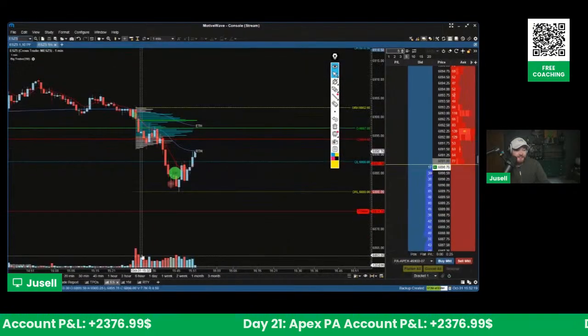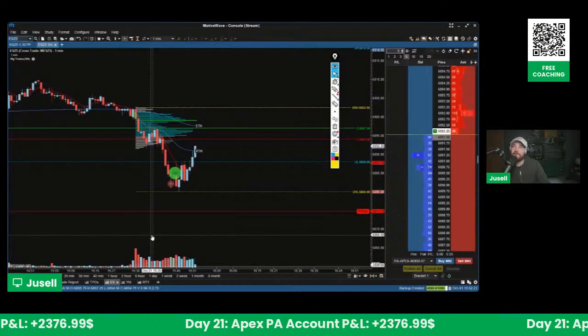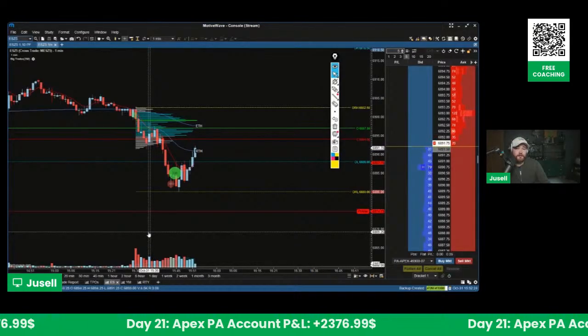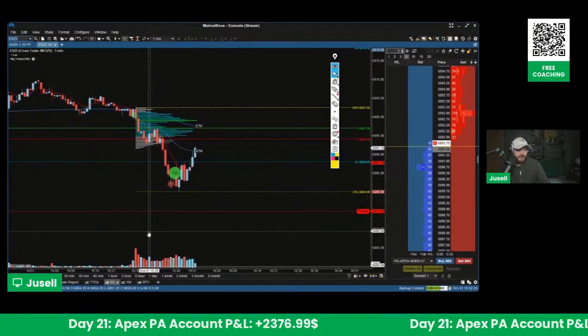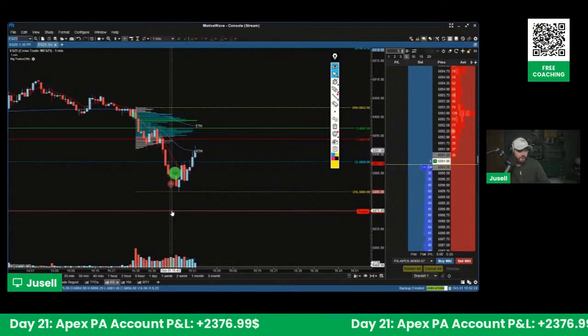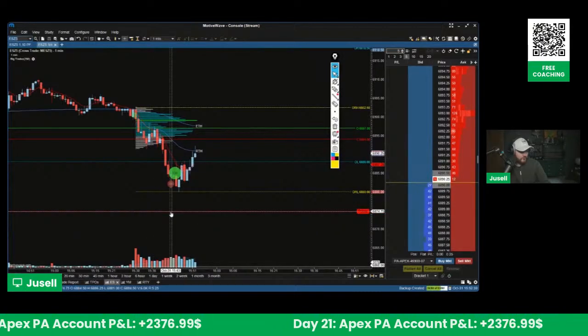So why is ES sleeping and the other markets are running? Interesting to see. ES is so much lower. We're so close to the previous close in ES already.